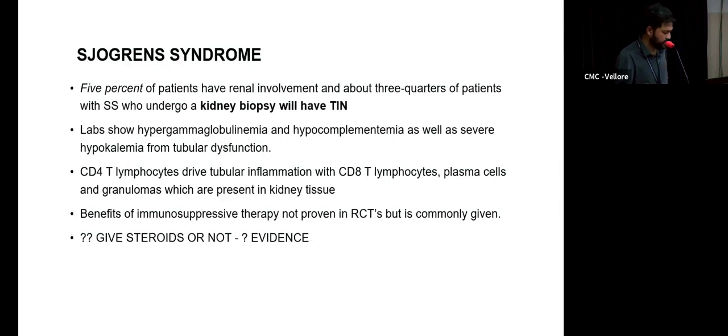So usually, as you are all aware, they can show hypergammaglobulinemia and hypocomplementemia, as well as severe hypokalemia from distal RTA and tubular dysfunction. CD4 T lymphocytes are mainly what drive the tubular inflammation. CD8 lymphocytes, plasma cells and granulomas, especially non-caseating granulomas, are also seen. Immunosuppression therapy is, again, not proven. For steroids, there's hardly much evidence, but like I mentioned in the slide for AIN, we can try 0.5 to 1 mg per kg of steroids for around 6 weeks, then slowly taper and see.